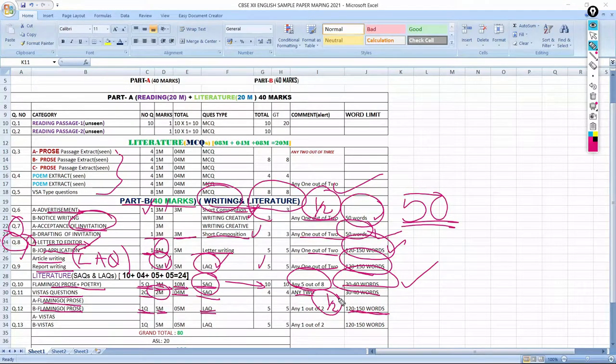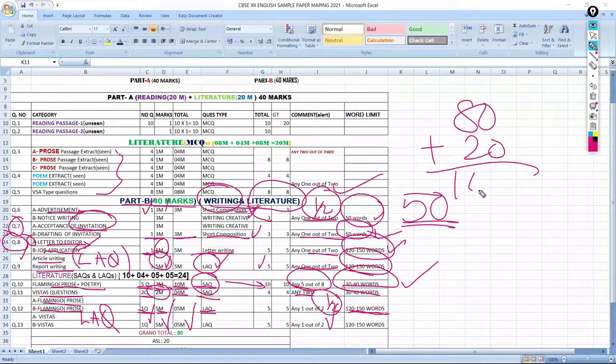Now question number 13 is from the Vistas, and this will also be a long answer type question. How many questions will have to be done? 1. Total marks will be 5, and you will have to do 1 out of the 2. That means, my dear children, this is the total of 40 marks in Part B. So 40 and 40 make 80, plus 20 for ASL, in total it will be 100 marks. So my dear children, this is the road map to your sample question paper for the oncoming AISSCE English exam. Now let us go for the next.